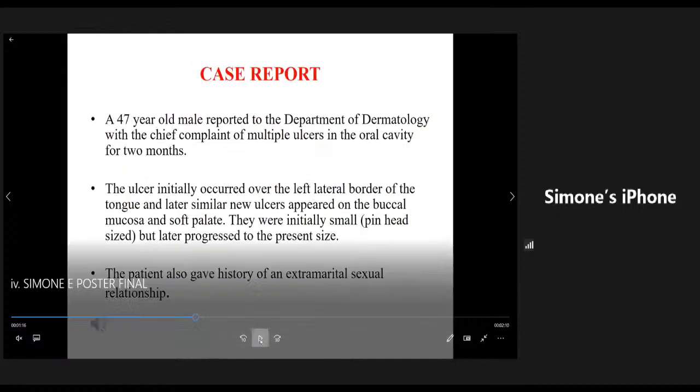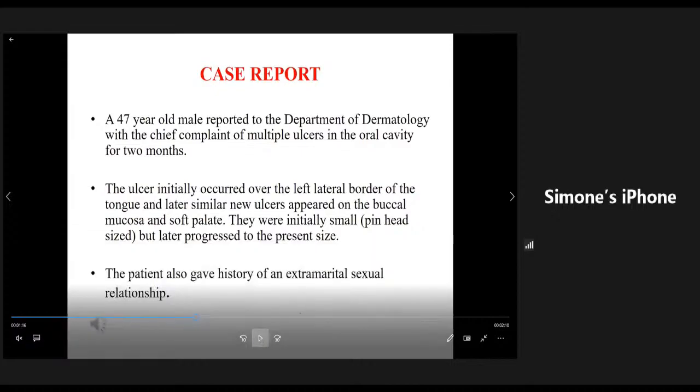A 47-year-old male reported to the Department of Dermatology with the chief complaint of multiple ulcers in the oral cavity for the last 2 months. The ulcers were initially on the left lateral border of the tongue and later progressed to the buccal mucosa and soft palate. The patient also gave a history of extramarital sexual relationship.